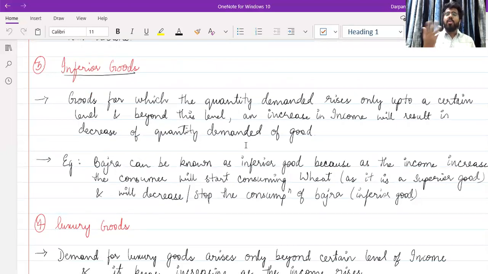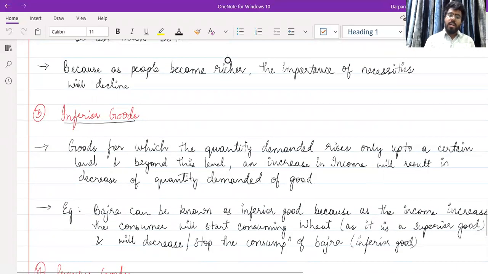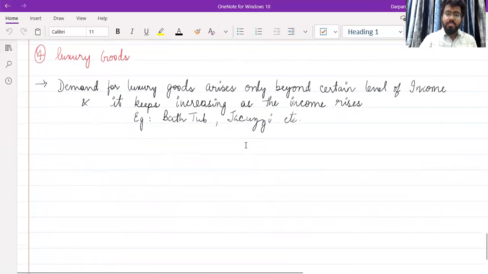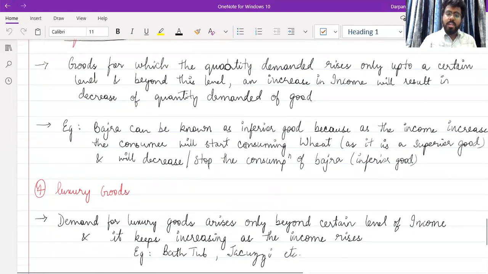Then inferior good, what happens in this case? As the income is rising, you will prefer a superior good, and that is why you'll consume less of inferior good, right? Like bajra and wheat. So as the income is increasing, quantity demanded of inferior good decreases, right? Then luxury goods. Luxury goods demand only starts after a certain level of income. It does not start before that, right? So after a certain level of income only the demand rises. After that, as the income is increasing, quantity demanded will also increase, right?